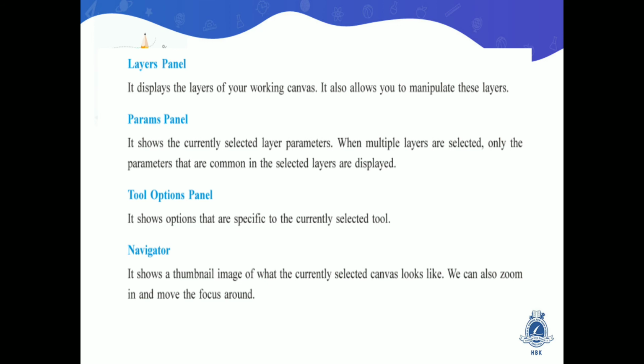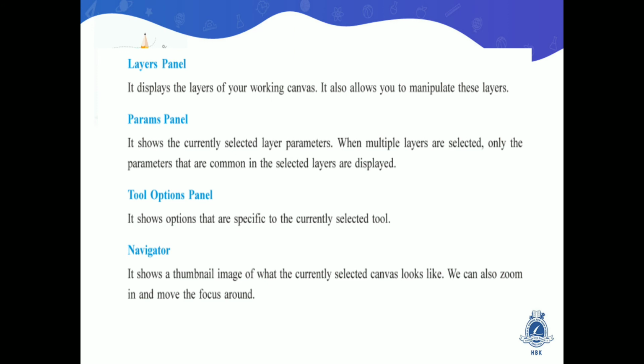Then we have the tool options panel. It shows the options that are specific to the currently selected tool. If you have multiple tools, such as circle, rectangle, or star, whichever tool you are currently dealing with or selecting will be shown in the tool options panel.